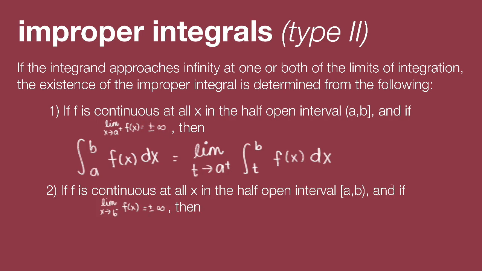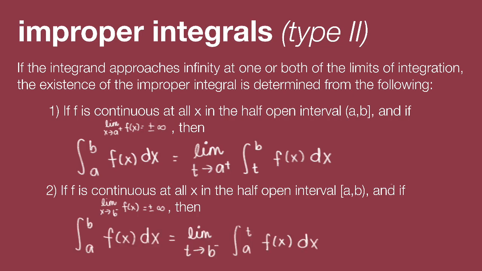So, ganun din sa susunod. If f is continuous at all x in the half-open interval from a to b, so close sa a, open sa b, and if yung limit as x approaches b from the left ng f of x is either positive or negative infinity, then yung integral ng f from a to b will be equal to the limit as t approaches b from the left ng integral of f from a to t.